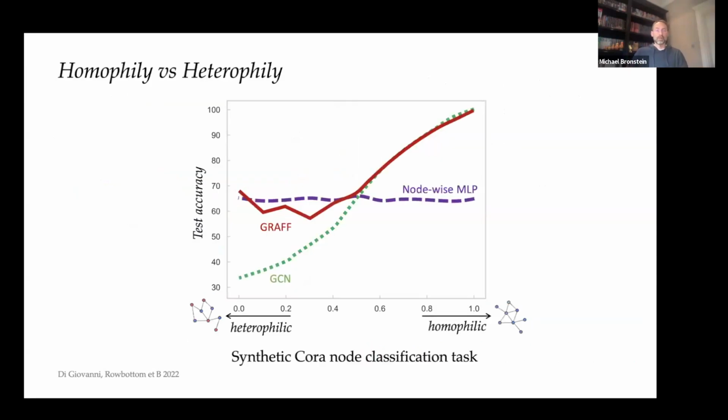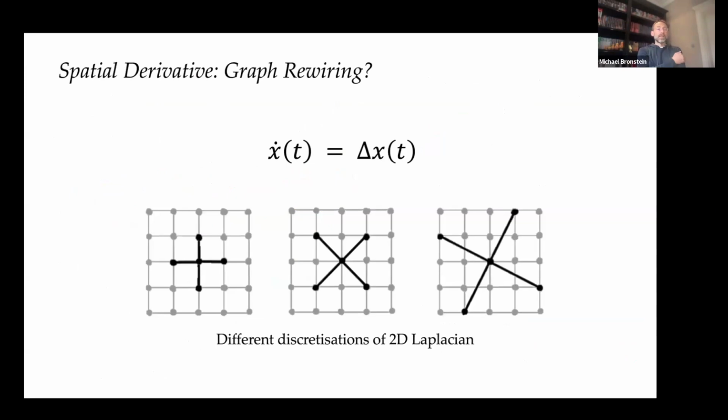And here's an example. We have a graph where we can control the level of homophily. And you see that this framework allows us to deal with both homophilic and heterophilic settings. Now, I want to talk about continuous models for graphs. So far, the only thing that we made continuous was the time.